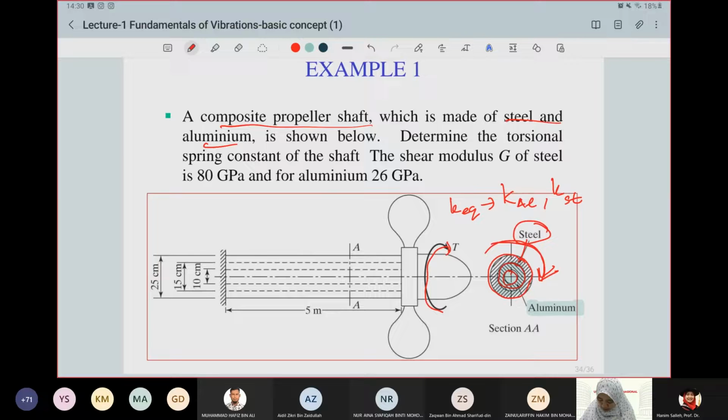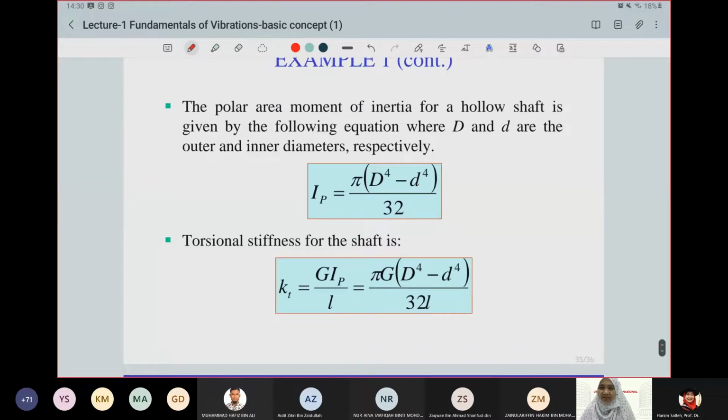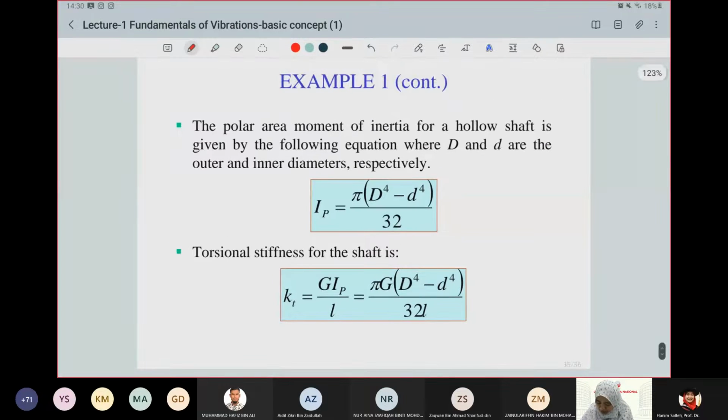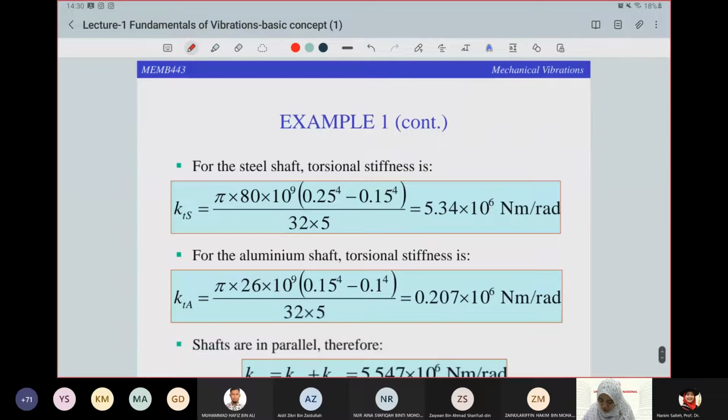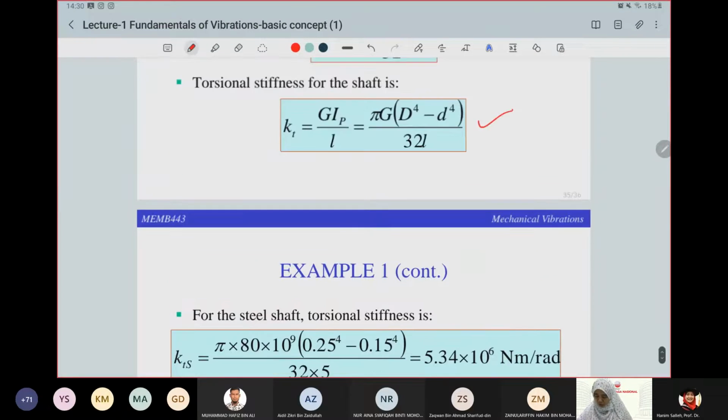You can download the notes actually, you know the answer. The way to do it is you have to find the equivalent stiffness based on the torsional stiffness equation. But you have to do it for both materials, and you should see that it is actually in parallel. Okay, let me explain. Very good. Good try.